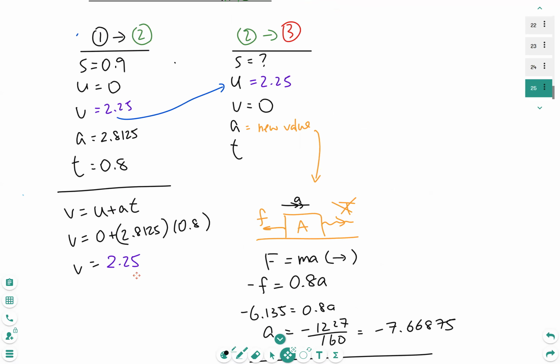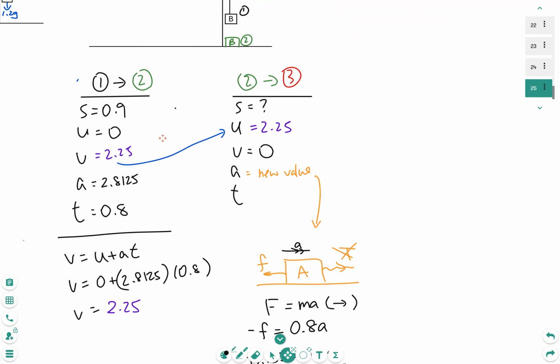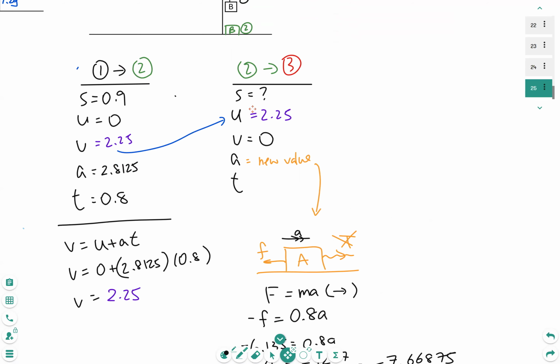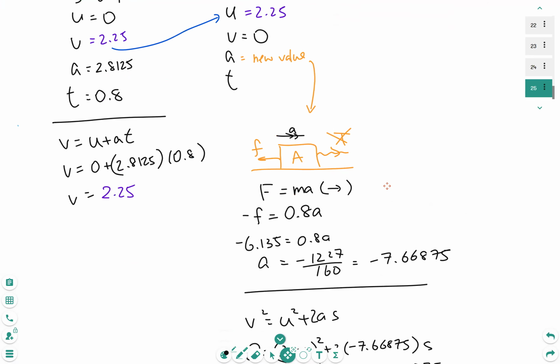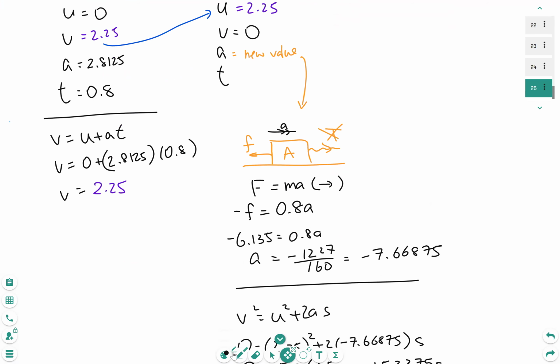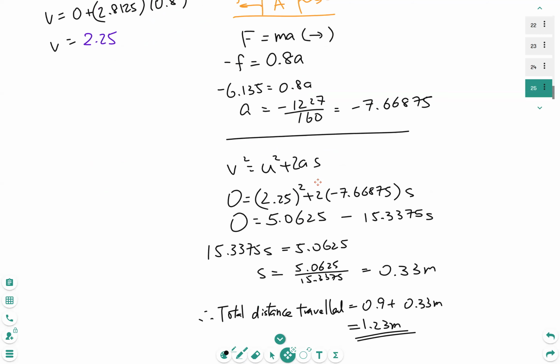First of all, work out V equals 2.25, and we know the connection between the first Suvat table and the second one is through the V to the U, so V equals 2.25, which is the new U value. And then we also need to find a new value of A, for which I've drawn a new diagram. We know there's no tension, so the friction is the only force stopping A moving forward. So when we do F equals ma to the right, friction is pointing to the left, so therefore friction will be negative. So negative F equals 0.8A, and then divide by 0.8, you get A equals, either you want to use the fraction or the decimal version, feel free. The fraction seems to be easier for now, but I've used decimal here, doesn't matter.